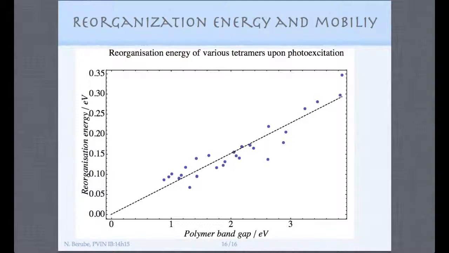And one can see that the lower the band gap, the lower the deformation, and the lower the reorganization energy is. So low band gap polymers are actually more stable, more solid than high band gap polymers, which means that they deform less upon photoexcitation, and the charge carriers would be more mobile in the polymer.